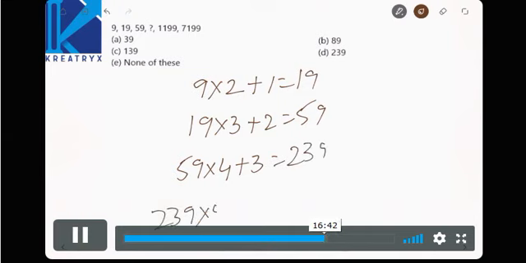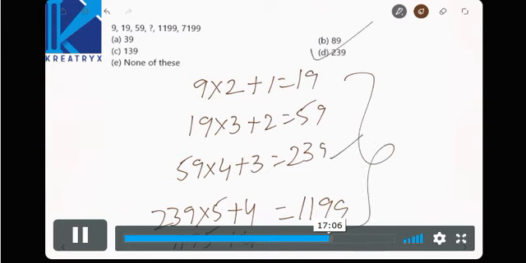239 into 5 plus 4 is nothing but how much? Observe the things there. 239 into 5 is 1195 plus 4, 1199. So 1199 is your next number. Yes, so the pattern is correct. So the answer must be 239.